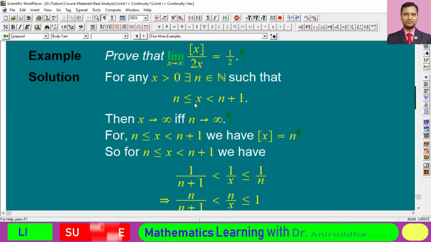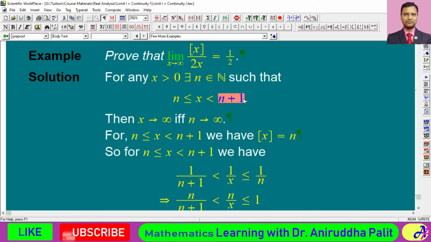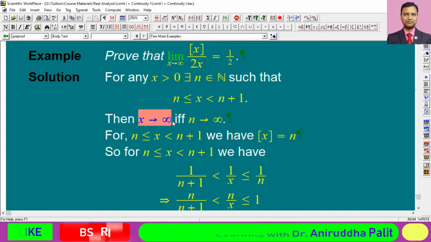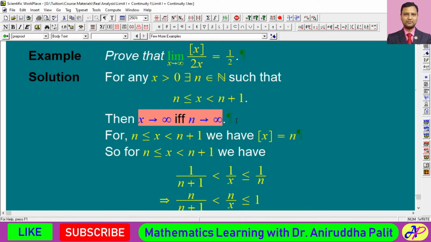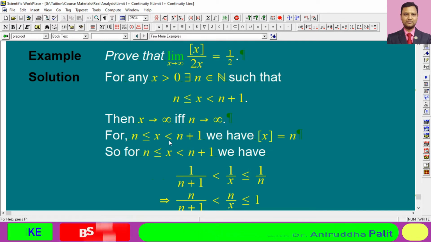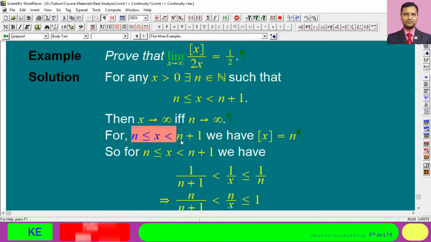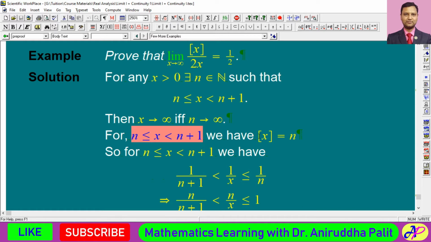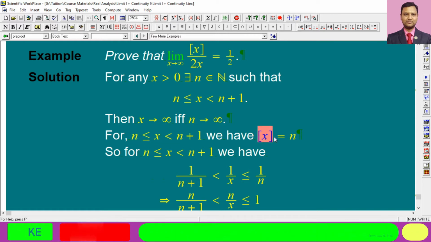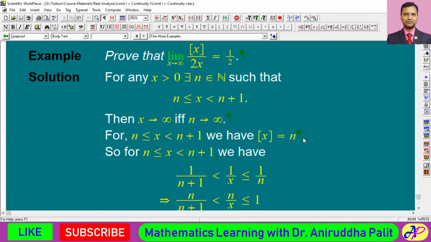And over here, as x tends to infinity, of course n plus 1 must tend to infinity, and n tends to infinity. Conversely, if n tends to infinity, then x should ultimately tend to infinity. Therefore, x tends to infinity if and only if n tends to infinity. So when n is less than or equal to x, which is strictly less than n plus 1, then [x] is equal to n.